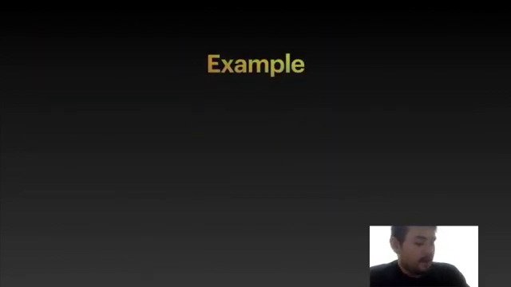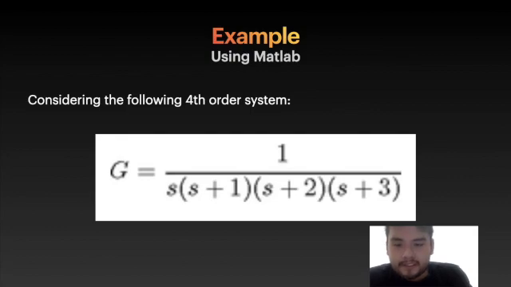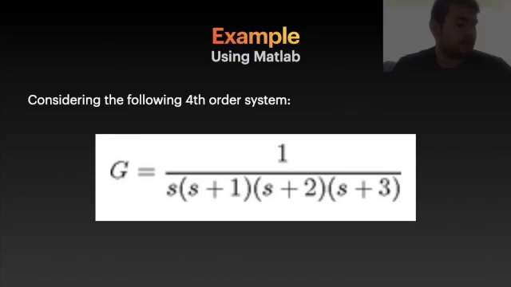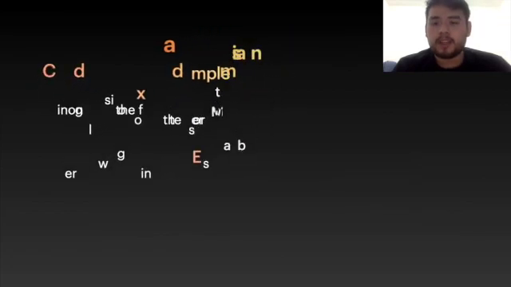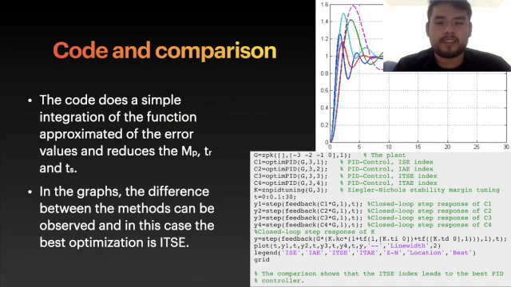So now for an example, we will consider the following fourth order system. Now our code and comparison. This code does a simple integration of the function of the approximated error values, trying to reduce the overshoot, the rising time, and also the settling time.